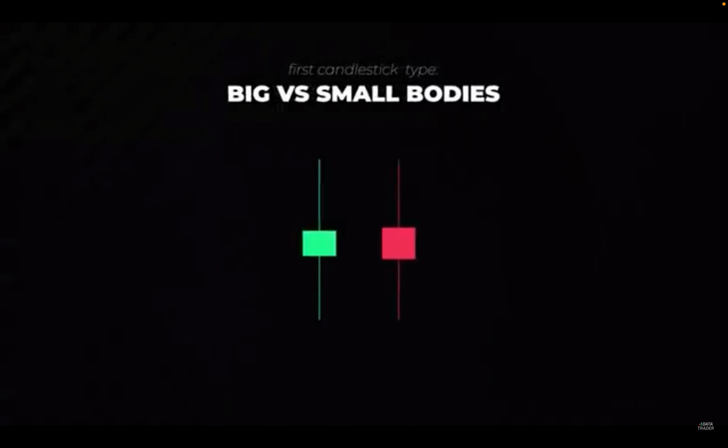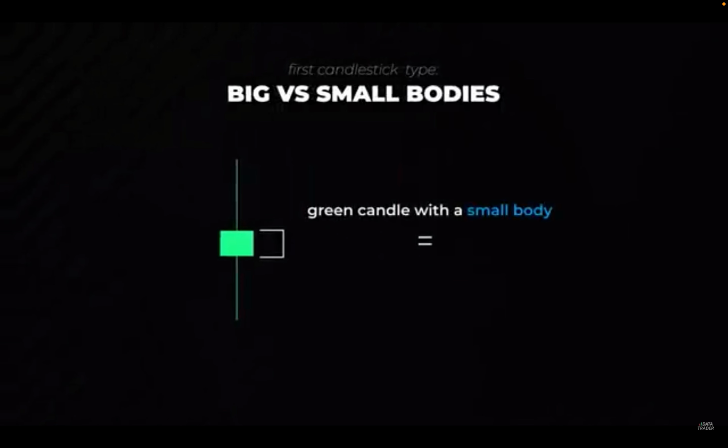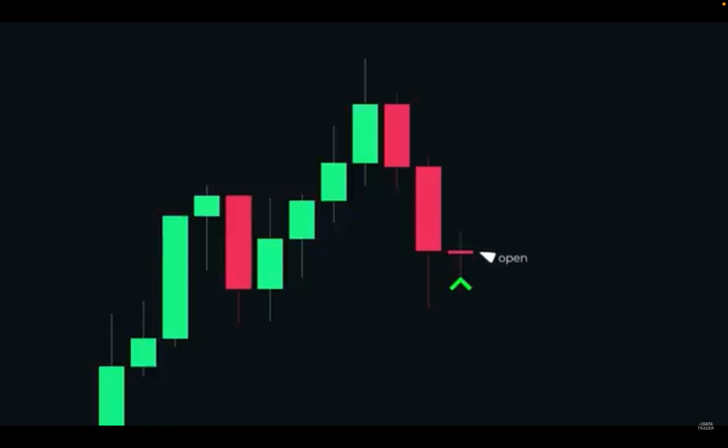A candle with a small body tells a different story. A green candle with a small body shows that, although buyers were in control, they weren't very dominant, as sellers also put up a lot of resistance. The price opened lower, and buyers tried pushing it up, but since sellers were almost as strong, the price didn't move much and ended near the opening price. This is why the candle has a small body.